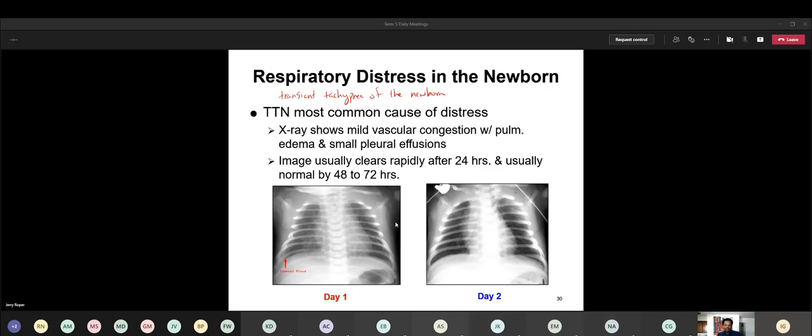Because if it doesn't go away after about the first day or so, then that means there's some other underlying problems that you're going to have to look into and they have to be addressed. During that time, we were just pretty much supporting this baby, giving them oxygen or CPAP and making sure that you were seeing signs of improvement.